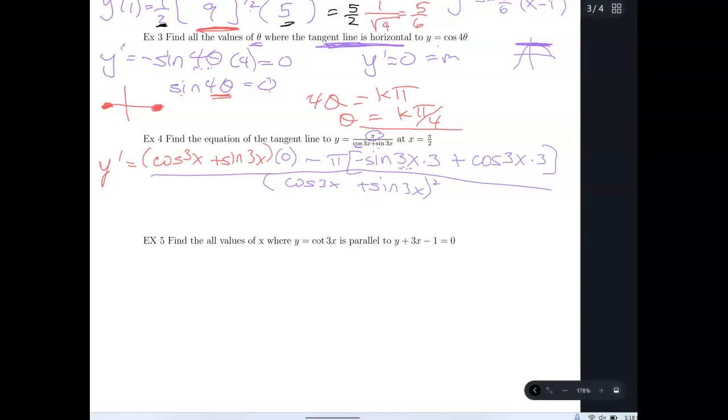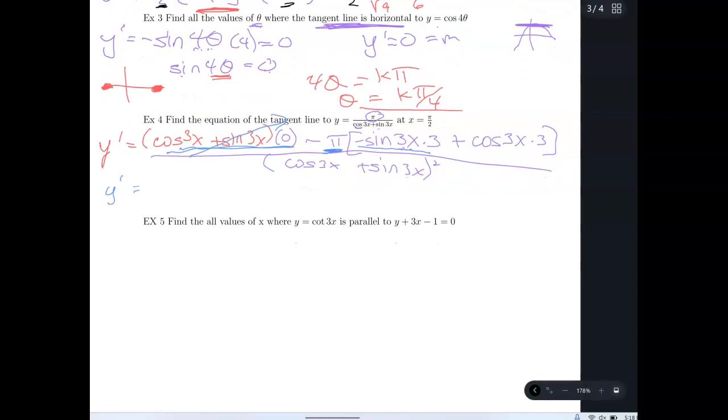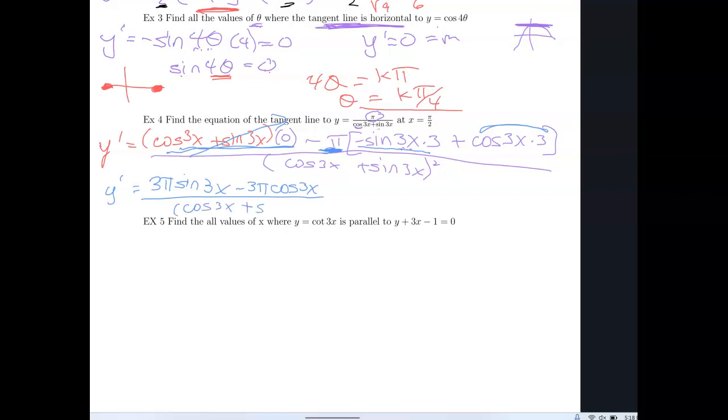Okay, so let's see what we've got going on here. I see that this is all multiplied times 0, so that's 0. Okay, so let's simplify before I go plugging it in. I see I have a negative pi times a negative 3 sine of 3x. Okay, so that's going to turn into a 3 pi sine of 3x. And then if I multiply this negative pi times this term, that's going to give me a negative 3 pi cosine of 3x, all over cosine of 3x plus sine of 3x, all squared.